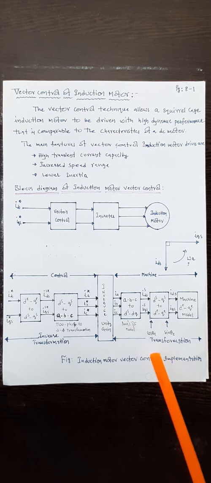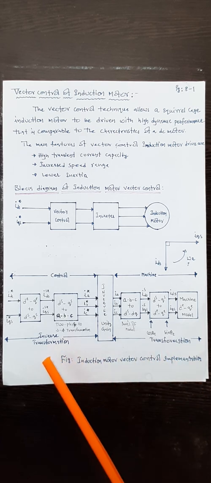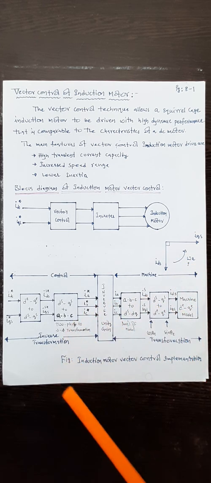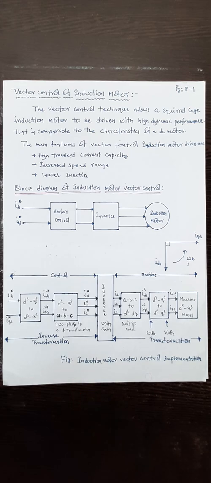Again, here there is a transformation as well as an inverse transformation. You observe the behavior of IDS and IQS: these two are exactly perpendicular. That is, the direct axis as well as quadrature axis stator currents are exactly perpendicular to each other, rotating at a speed of omega e. This is the complete structure of the induction motor vector control implementation. This method is one of the suitable methods for speed control of induction motor from the vector side.